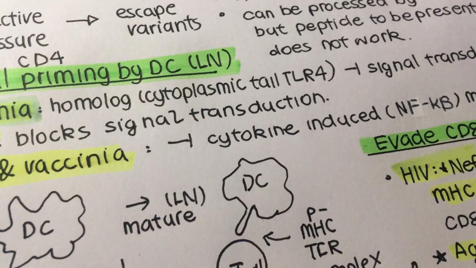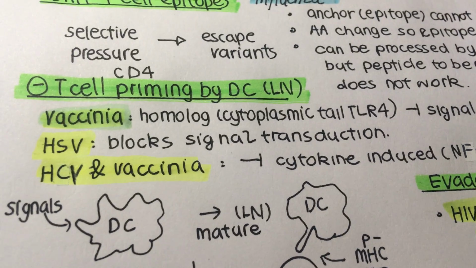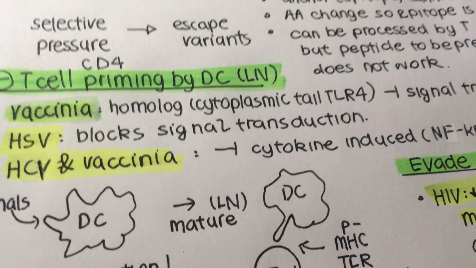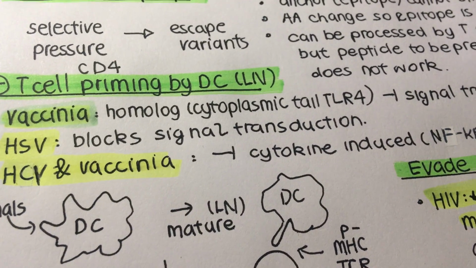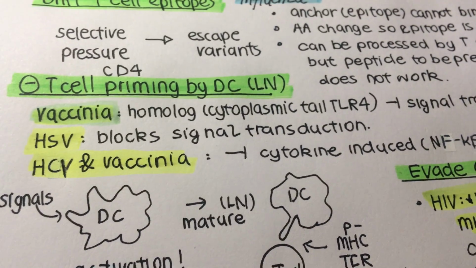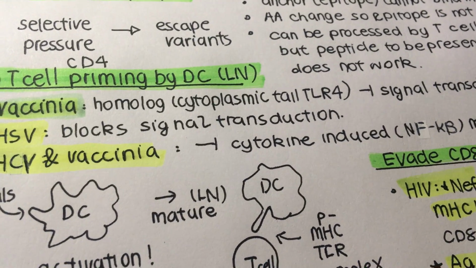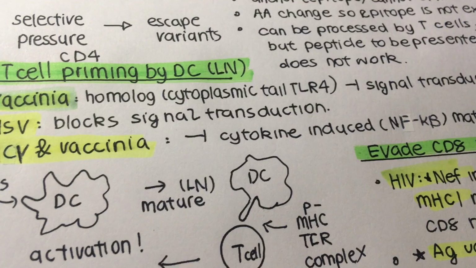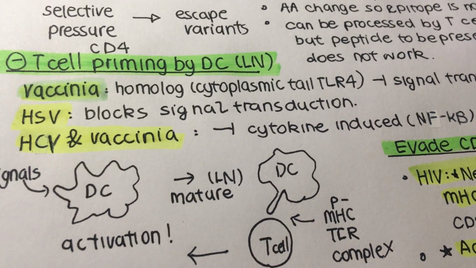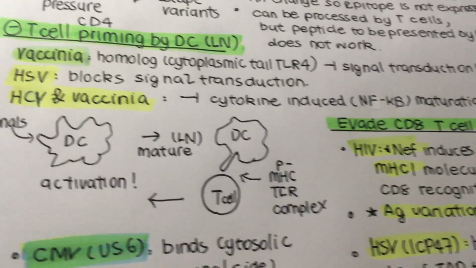So the HSV inhibits the activation of dendritic cells so that they can't travel to phagocytose the virus and then present the peptide MHC. Vaccinia virus also stops this signal transduction via the TLR4 because it resembles it. HCV and Vaccinia also inhibit the cytokine-induced maturation of dendritic cells, so they can't go on to present it.